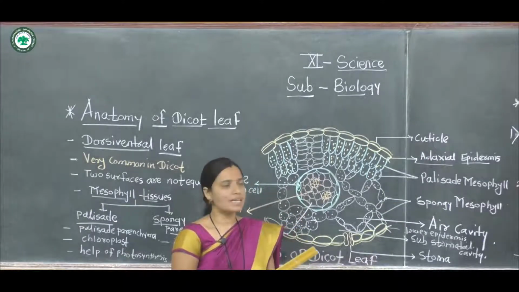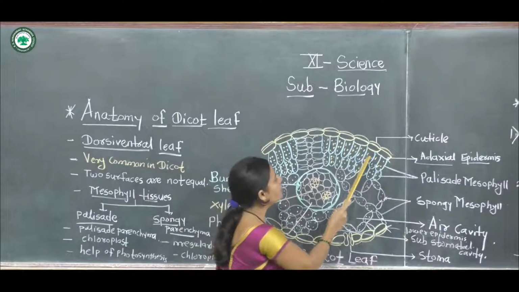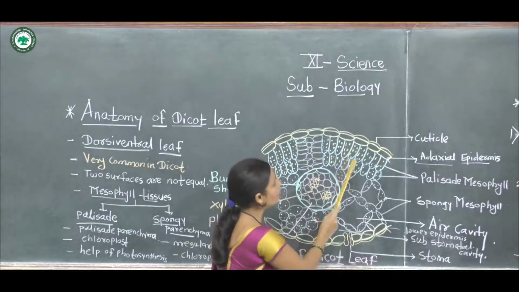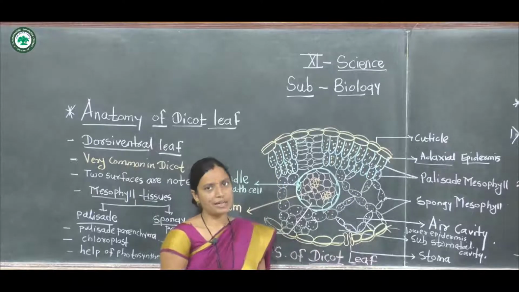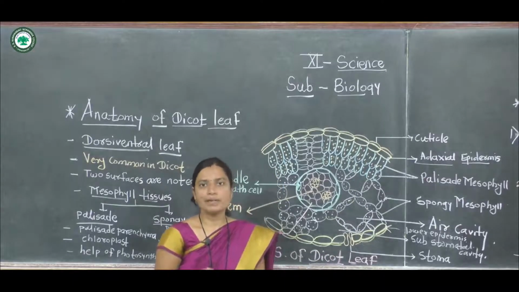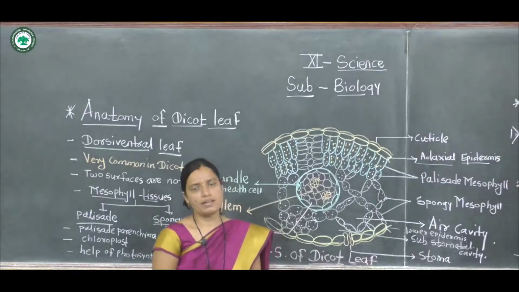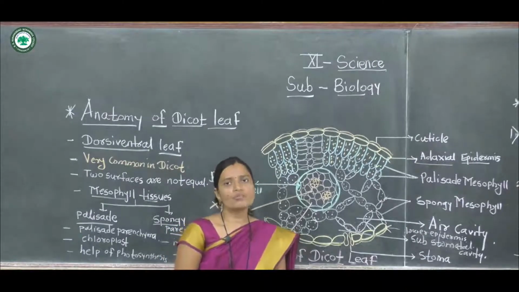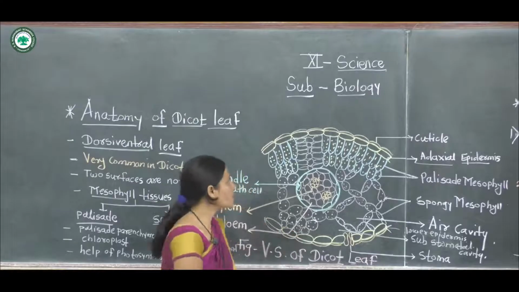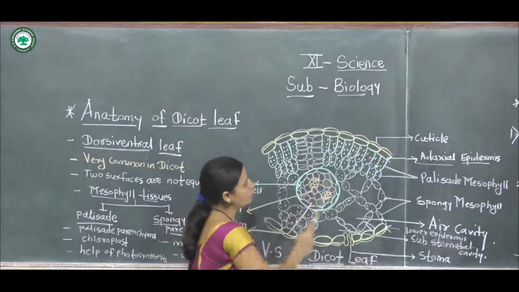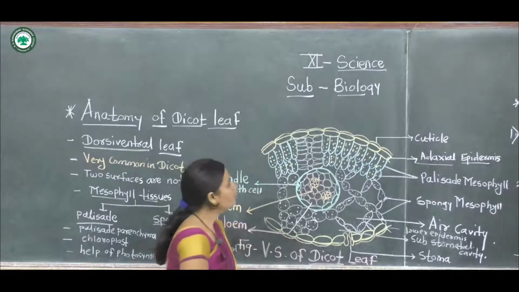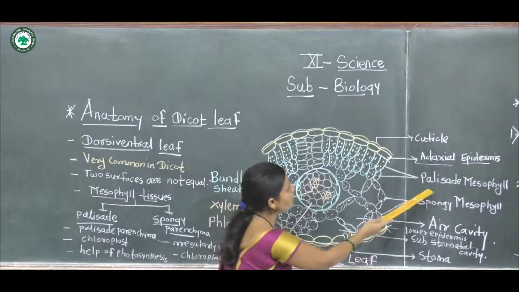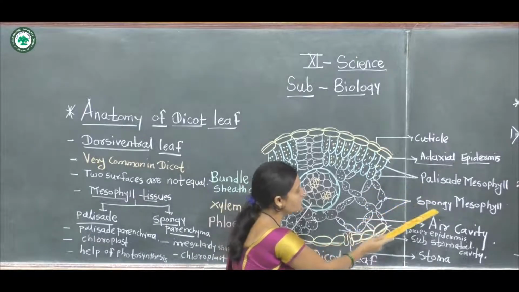Chloroplast-containing cells are present in the palisade mesophyll, or palisade parenchyma tissue. Abundant chloroplasts are present, and chloroplast plays a very important role in photosynthesis. These cells are found below the upper epidermis, and the mesophyll is divided into palisade and spongy.